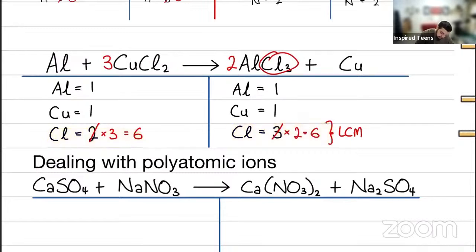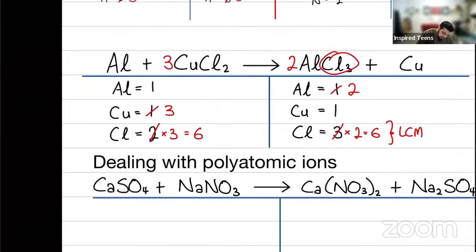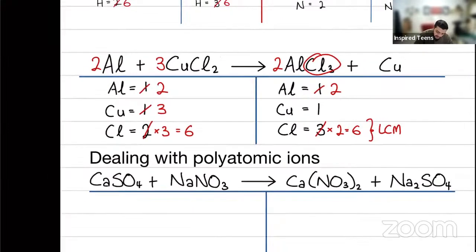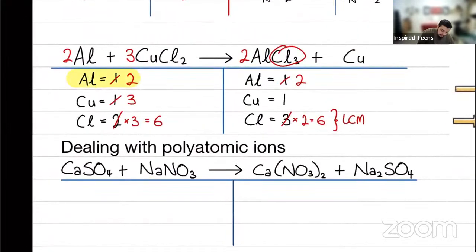However, that changed a few things. The copper became 3 on this side, and on this side, the aluminium became 2. So now again, we go back and forth and try to balance it. Between the aluminium, on the left we have 1, on the right we have 2. That's easily balanceable, if that's a word, because aluminium is on its own. We can multiply it by 2, and that changes the aluminium on the right to 2. Now our aluminiums are balanced.